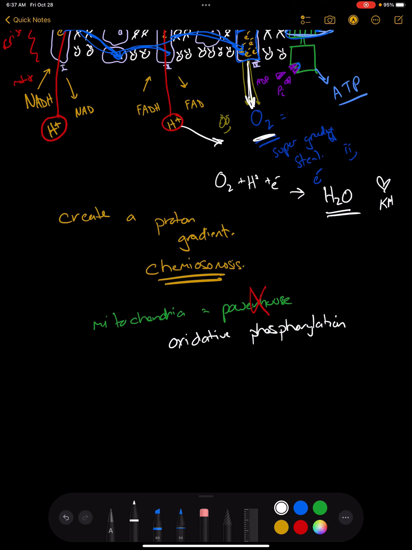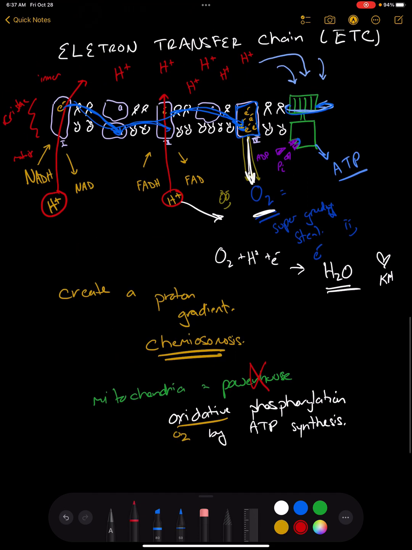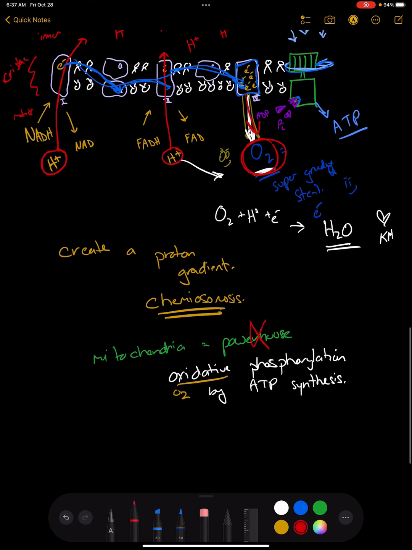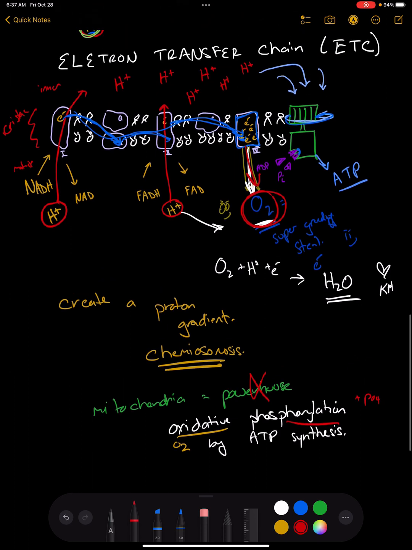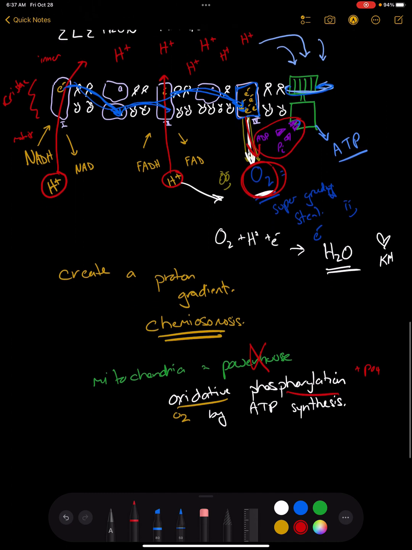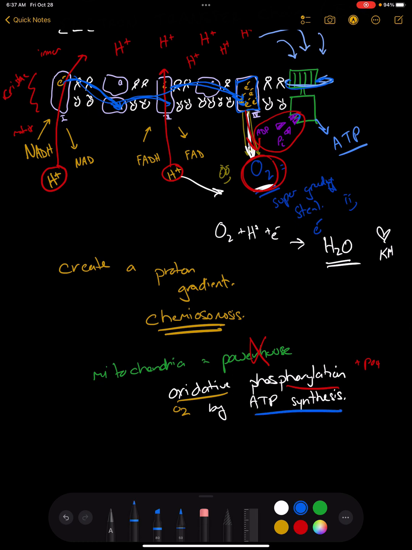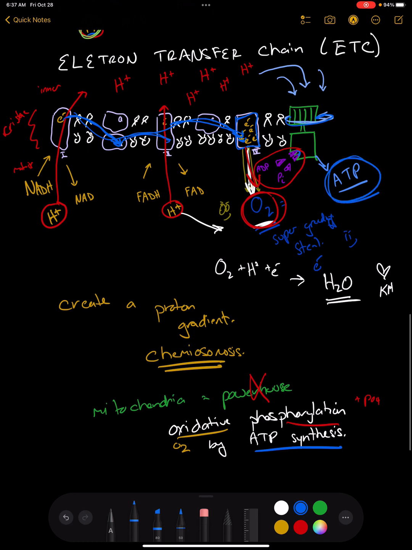oxidative phosphorylation by ATP synthesis, which actually makes a lot of sense because oxidative, that's oxygen. I need oxygen over here so he can pull the electrons out. Phosphorylation just means I add a phosphate. And that's what I'm doing right here at ATP synthase, adding a phosphate to my ADP. And then ATP synthesis, you already know what that is. That's creating the ATP because of it.